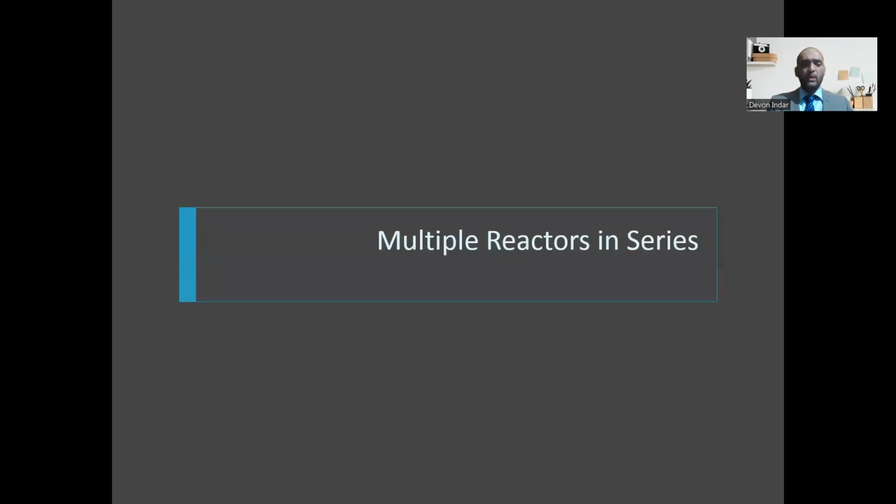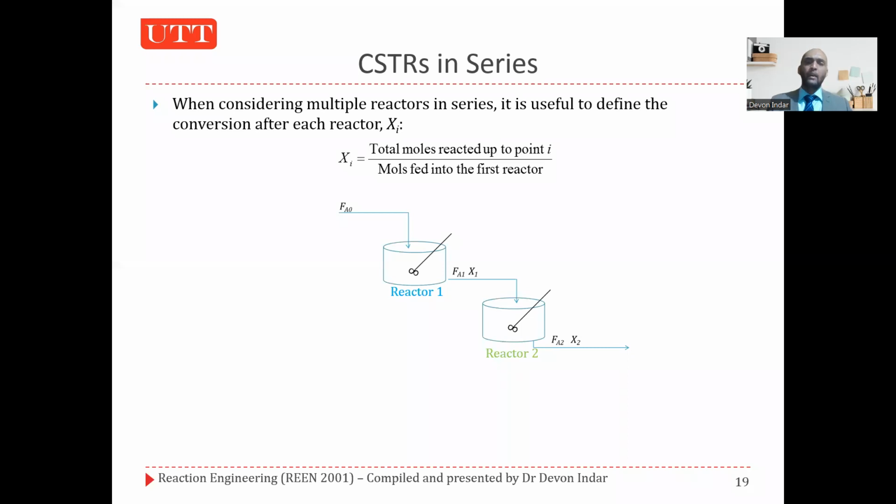Okay, so far we've considered single reactors by themselves, but what if we decide to put reactors in series, so one after the next? You'll see I have an illustration of two CSTRs in series, and the only trick here is to be careful how we define conversion. When we have reactors in series, our conversion is defined as the total moles reacted up until that point, divided by the moles fed into the first reactor. That's the only thing to bear in mind.